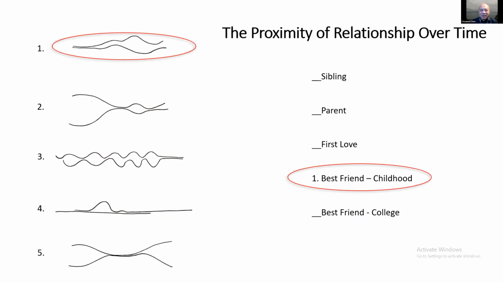Here are some representations of some relationships. You can see on the left-hand side we have five of them. One of them is already identified as best friends from childhood. And you can see the characteristics of this kind of drawing, or we can call it visualization in a very broad sense. Here I'll leave the other remaining four for you to practice. If you haven't seen this before, you can identify which one is which.